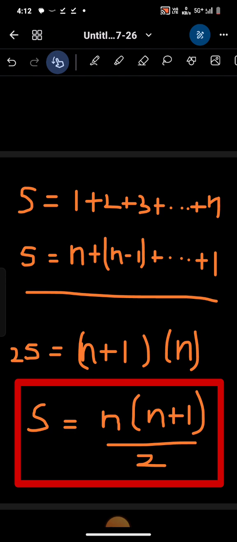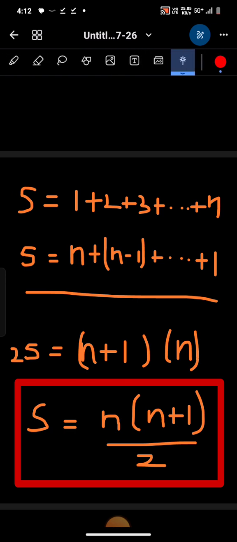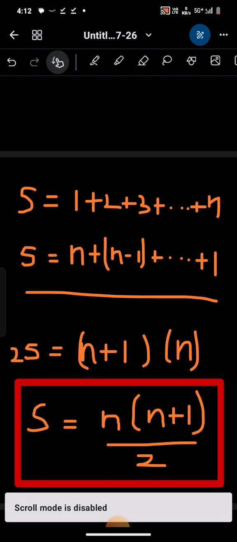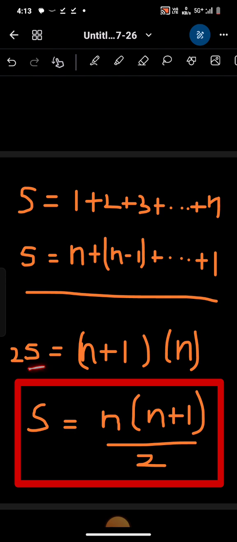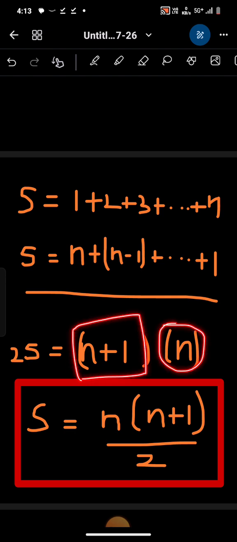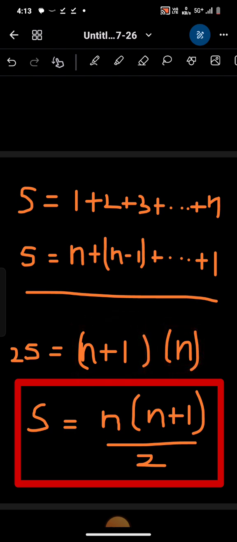So if we add those expressions, this expression plus this expression, we get 2S. 2S equals n plus 1 times n. So if we divide this expression by 2, we get the sum as n times n plus 1 divided by 2. Intuitively, this suggests that there are n pairs of n plus 1. So if we want the sum, we have to divide this expression by 2. So the sum will be n times n plus 1 divided by 2.